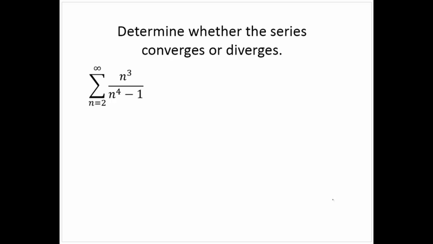Let's consider another example. The sum from n equals 2 to infinity of n cubed over n to the 4th minus 1. Notice that the series starts with n equals 2. It can't start with n equals 1, because if n equals 1, we have a division by 0. So it starts at n equals 2. All right, so using a similar sort of idea, I'm going to try to think about this series without that 1.